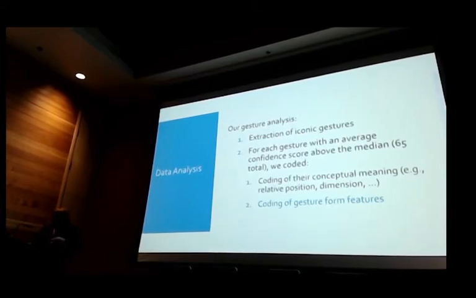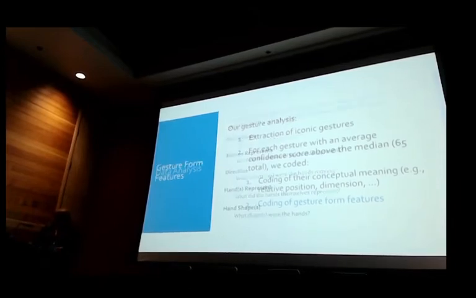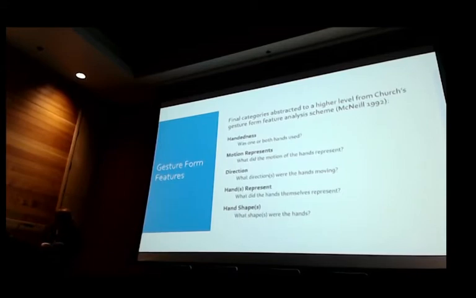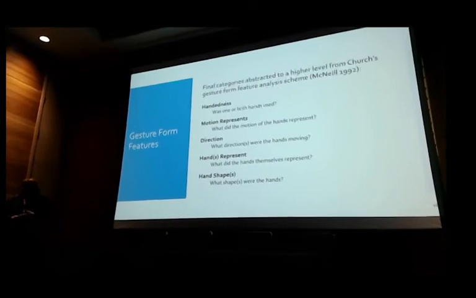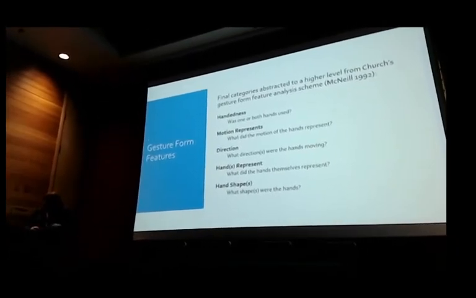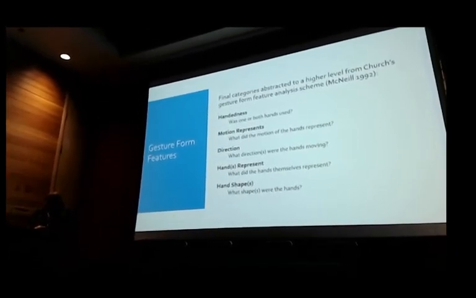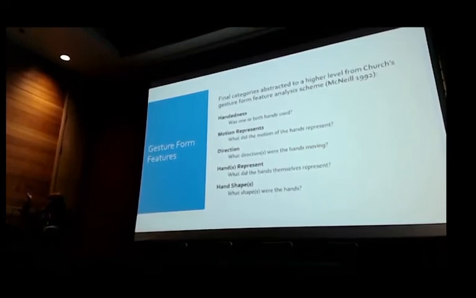And then, with all those gestures, we also went ahead and coded their gesture form features. We used the form feature analysis scheme developed by Church and recommended by McNeill, and abstracted those to higher final categories. The 5 final being candidates, so it was one hand used or both, what the motion of the gesture represented, the direction hands were moving, such as unidirectional or bidirectional, what the hands themselves represented, and what shapes were the hands.